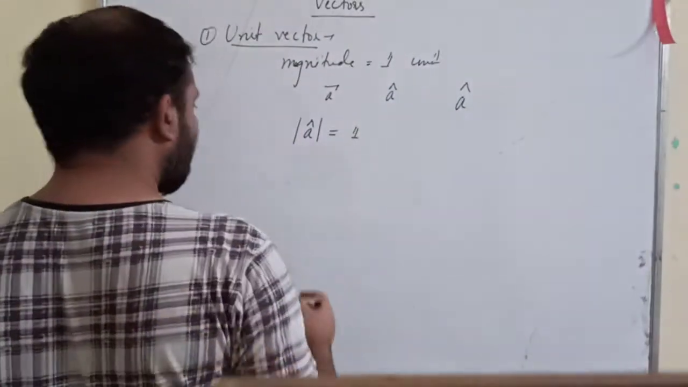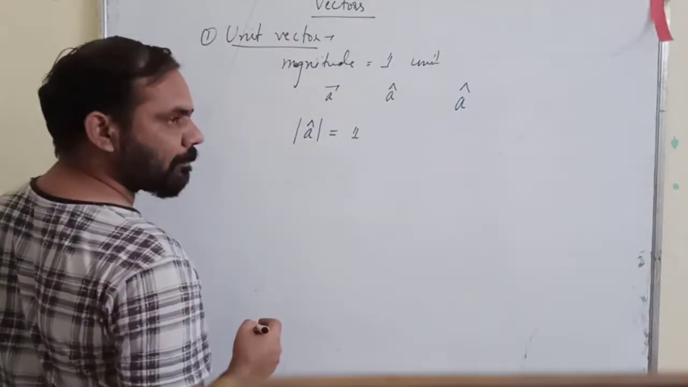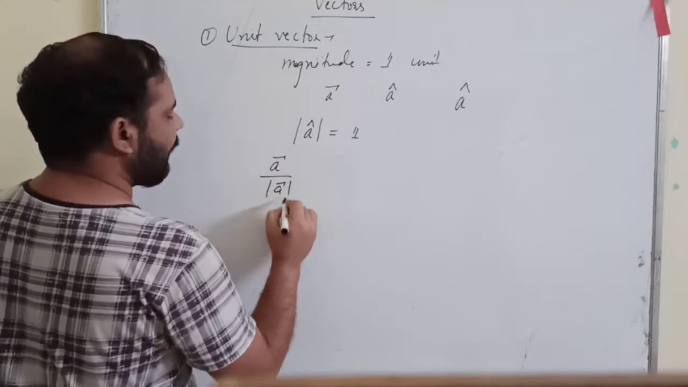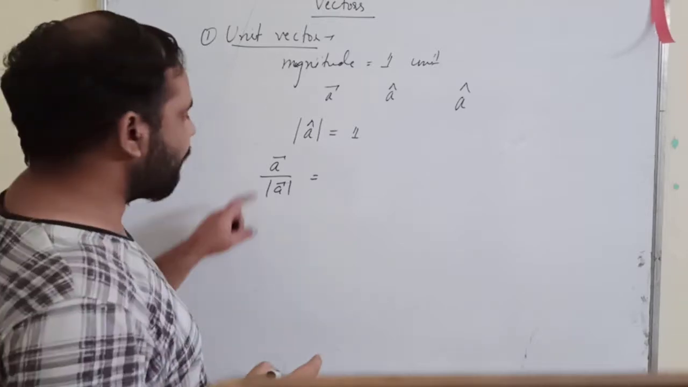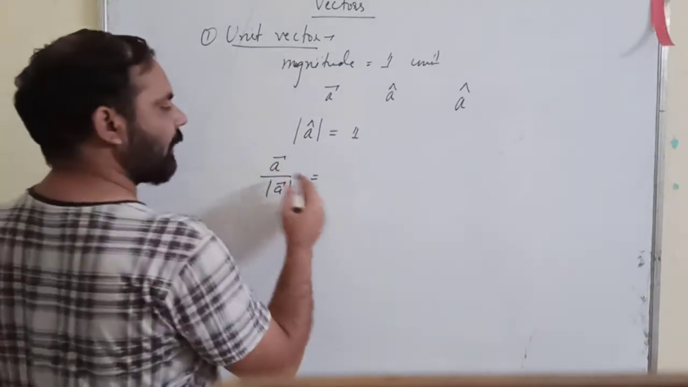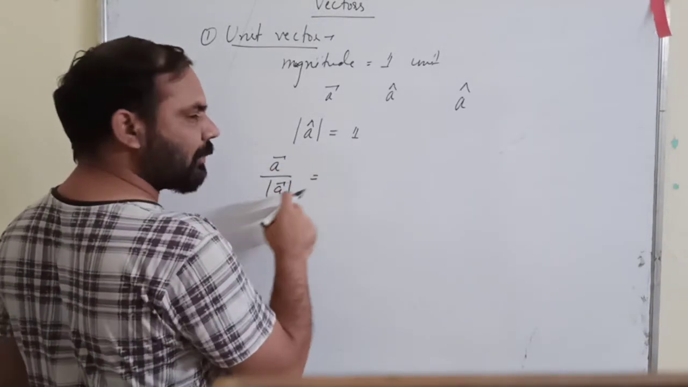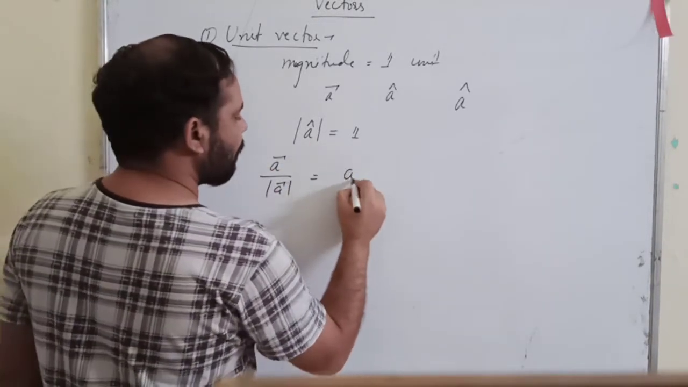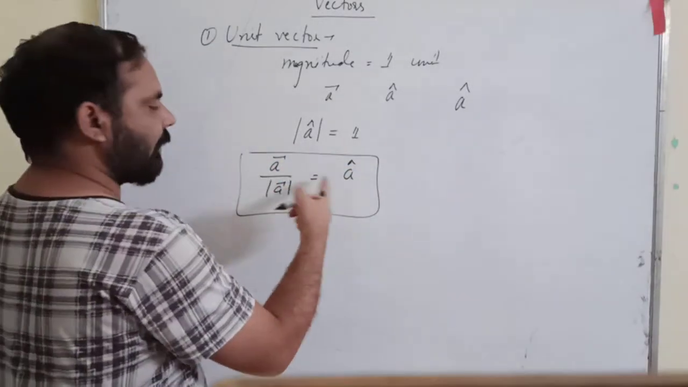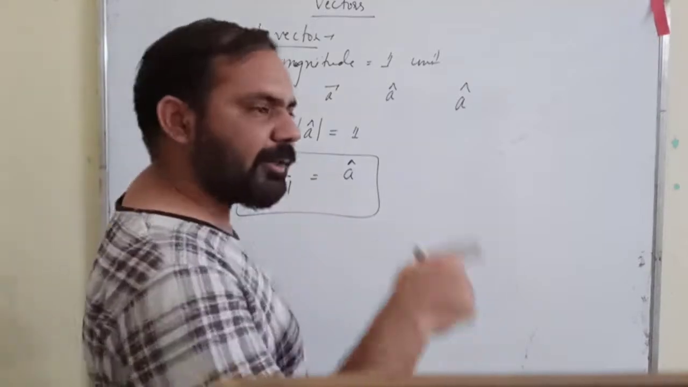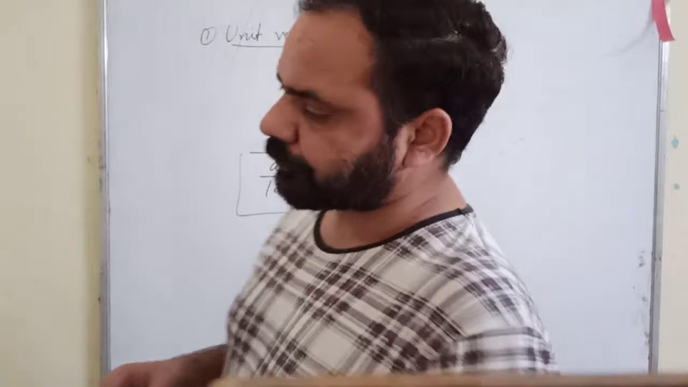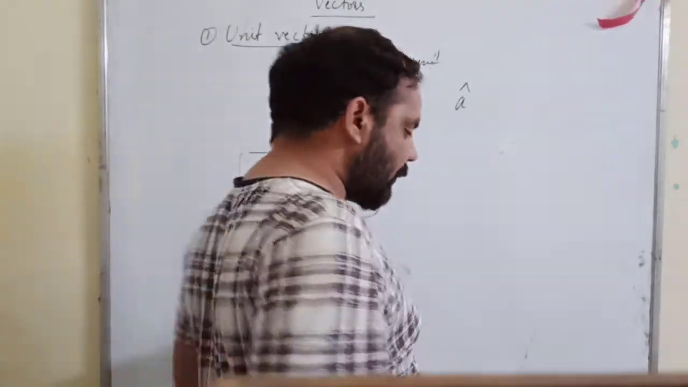Now remember that whenever you divide a vector by its magnitude, it will have a direction, because you are dividing only the magnitude, and the magnitude will be 1. So you always get a unit vector. Whenever you divide a vector by its magnitude, you get its unit vector. So the first thing is your unit vector.